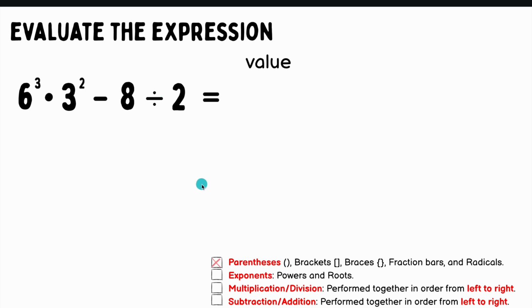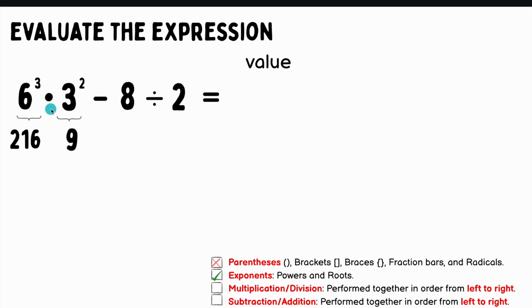We don't. Next, exponents. We notice that we have exponents here and here. Let's start with 6 to the third power, or 6 cubed. We know 6 times 6 times 6 equals 216. We also notice that we have an exponent here, 3 squared, or 3 to the second power. 3 times 3 equals 9. Now we are finished with exponents.